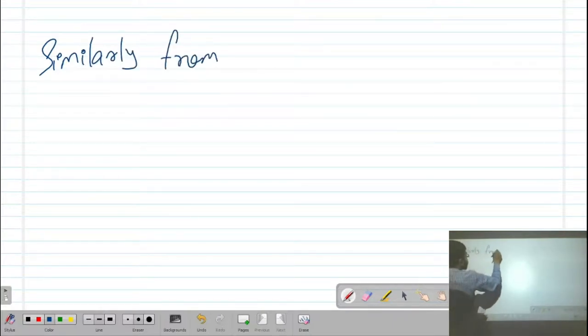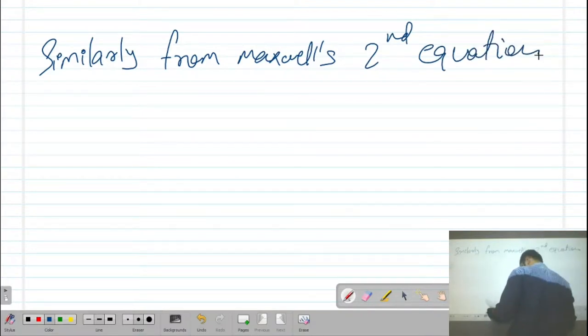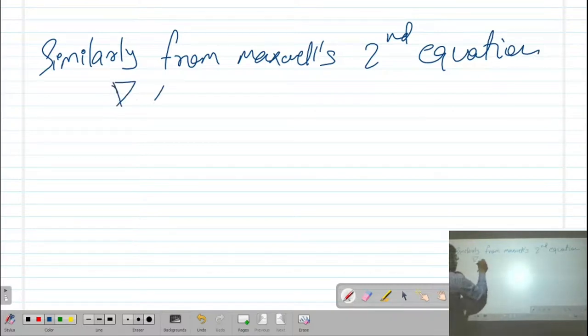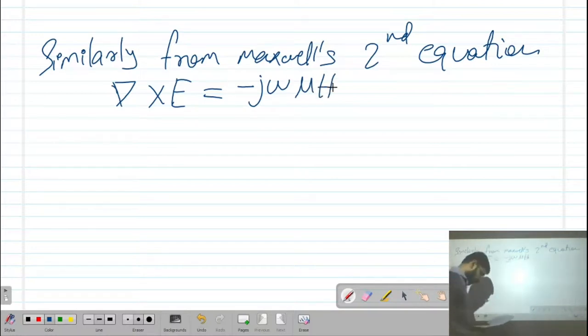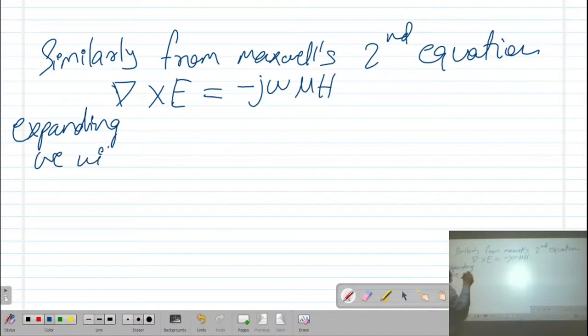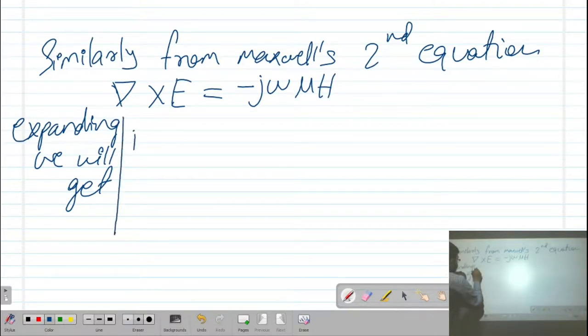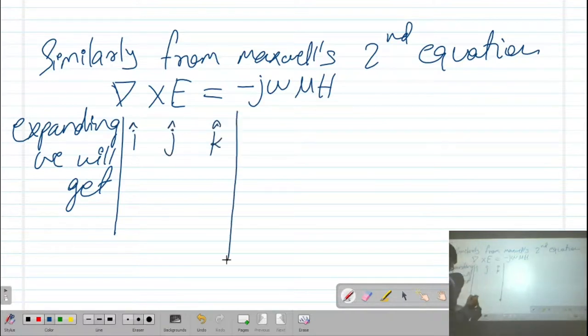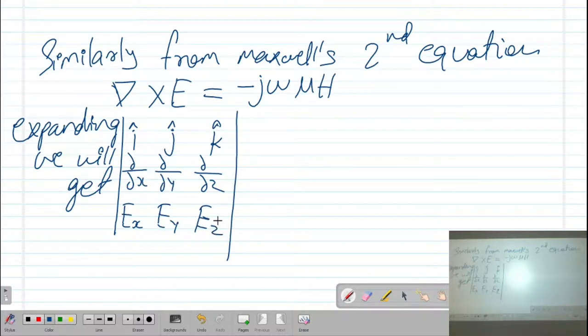Similarly, from Maxwell's second equation, we have del cross E is equal to minus j omega mu H. Expanding the above equation, let me write the whole determinant: i cap, j cap, k cap, del by del x, del by del y, del by del z, E of x, E of y, E of z. Previously it was H.